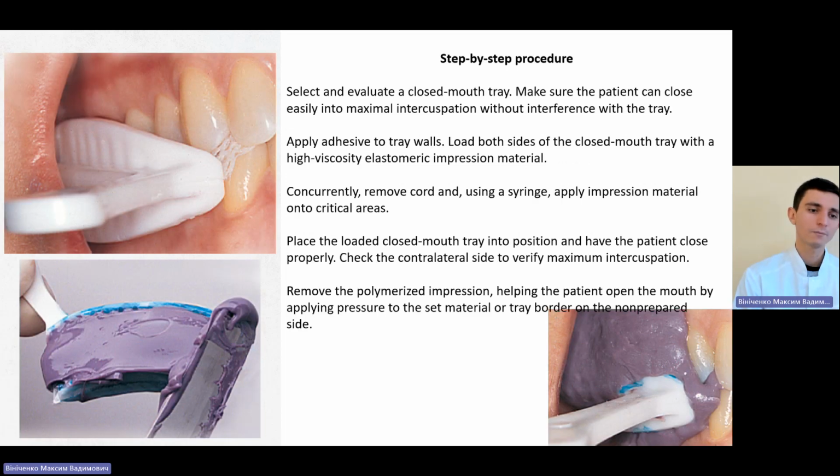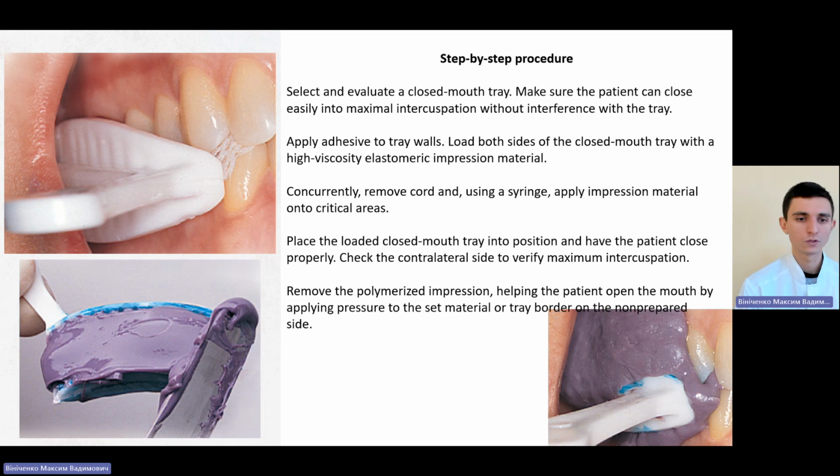A step-by-step procedure. Select and evaluate a closed mouth tray. Make sure the patient can close easily into maximal intercuspation without interference with the tray. Apply adhesive to the tray. Load both sides of the closed mouth tray with a high viscosity elastomeric impression material. Concurrently, remove the cord and, using a syringe, apply impression material into crucial areas.